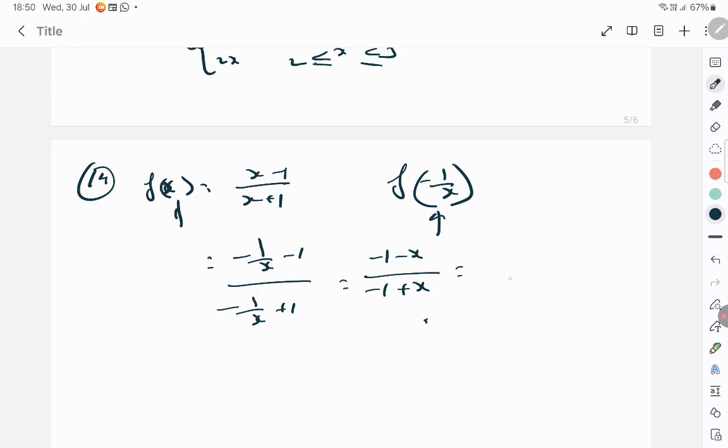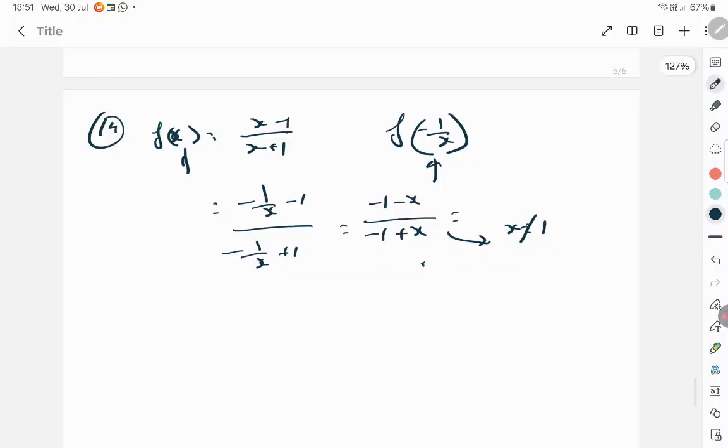And whenever you do this, you should write x cannot be equal to plus 1 because the denominator cannot be 0. You should always write this, okay? Otherwise they won't give you marks. Okay, so then that's my answer. So let's go to the next question.